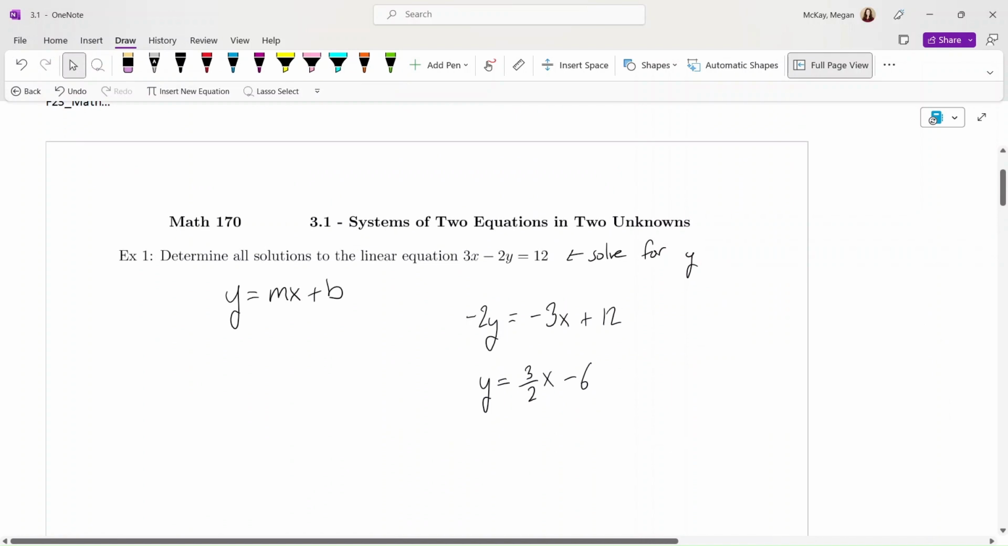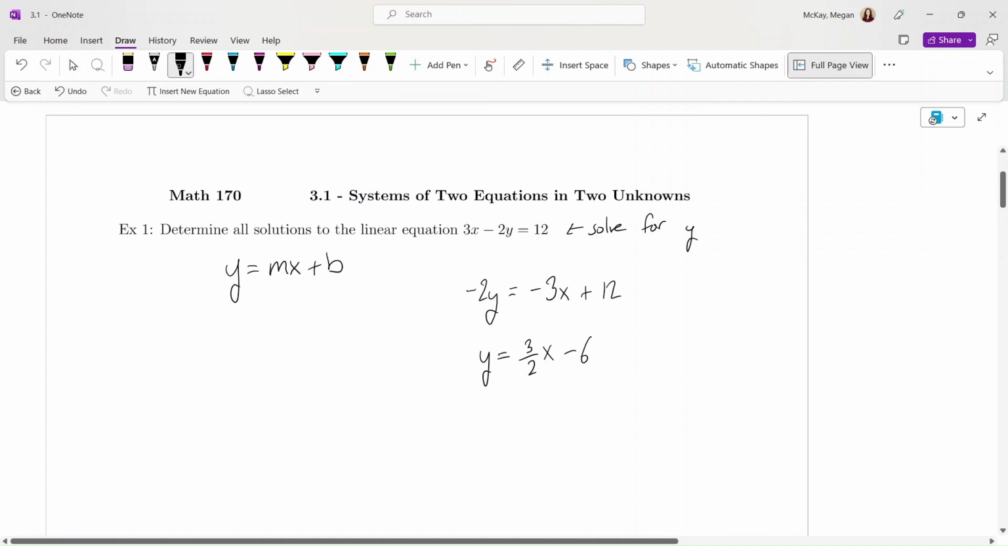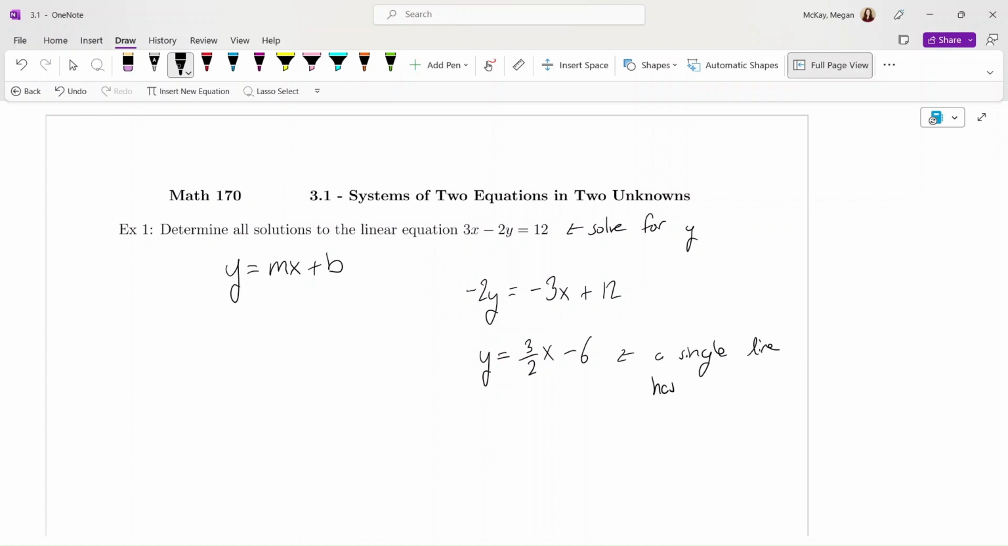Well, we were asked to determine all of the solutions to a linear equation. And a line has an infinite number of solutions. A single line has infinite solutions.